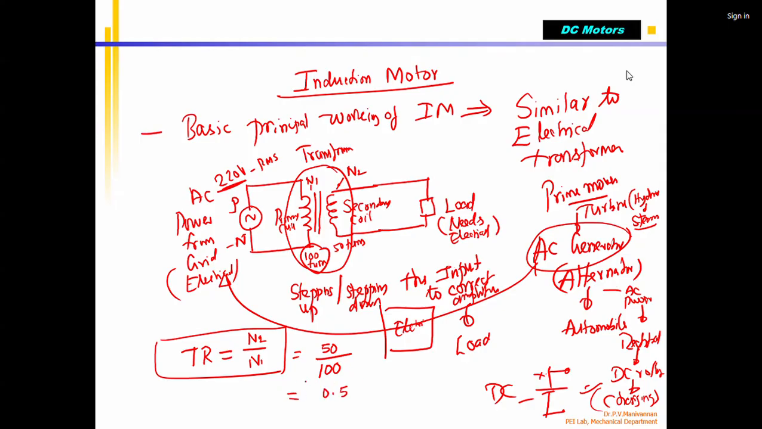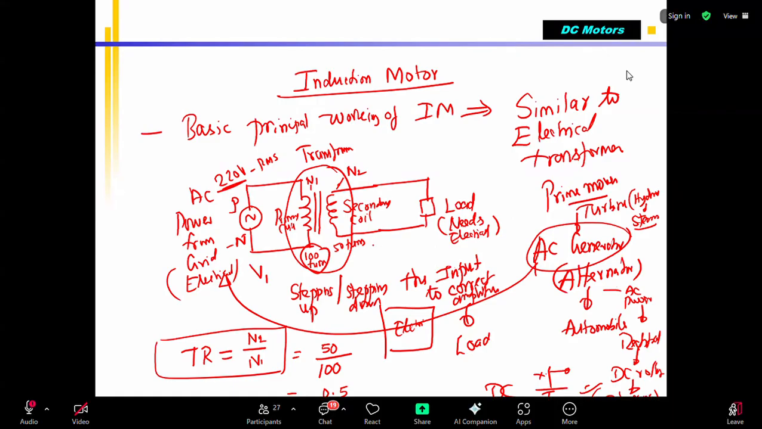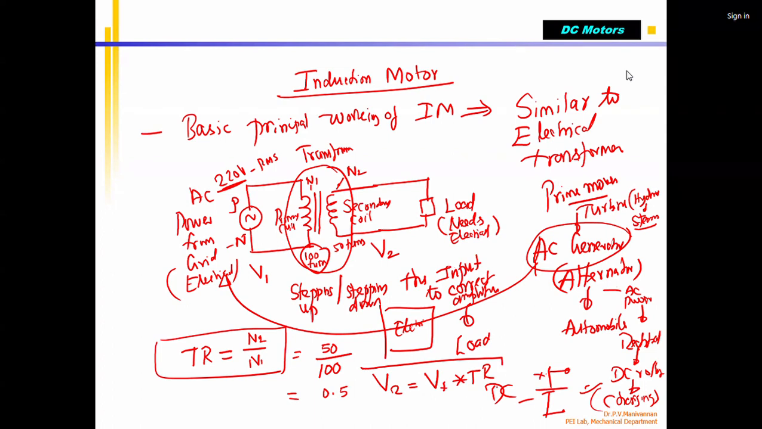Now, if I give a voltage V1, the primary voltage, and the voltage induced in the secondary coil is V2, I can find V2 using V2 equal to V1 multiplied by TR. Note this down, it is very simple. The transformer ratio is the number of secondary turns divided by the number of primary turns.